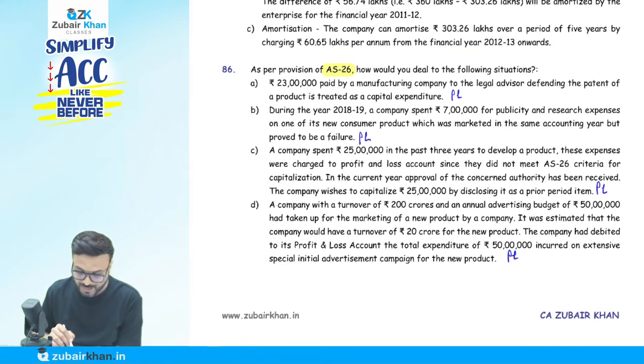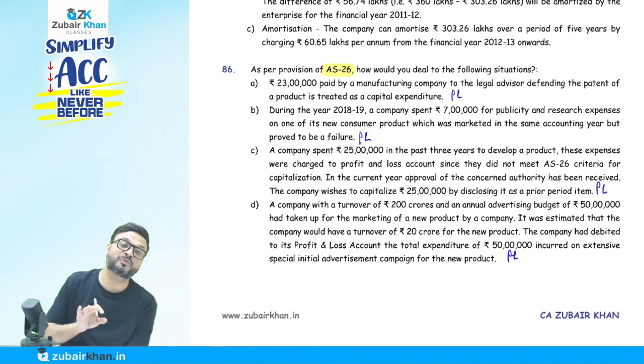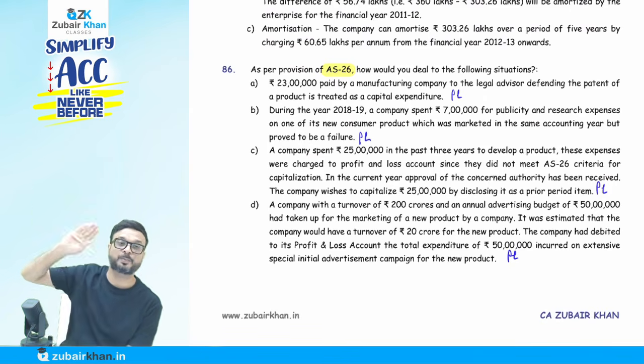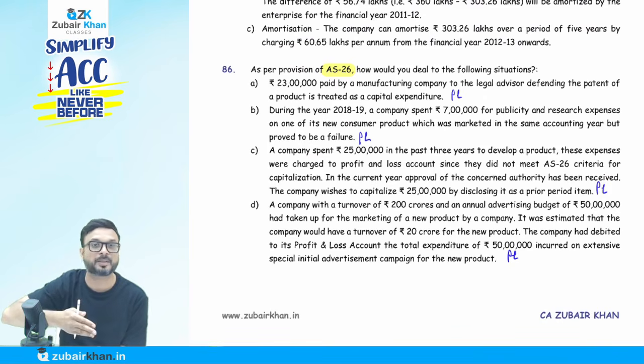Now, during the year 18-19, the company spent rupees 7 lakh for publicity and research expense. Research, I have nothing to say, it will go to the profit and loss account. Then they say a company spent rupees 25 lakh in the past 3 years to develop a product. These expenses were charged to the P&L account since they did not meet the AS 26 criteria for capitalization. In the current year, approval of the concerned authority has been received. Initially they didn't fulfill the recognition criteria, so they charged it to the P&L account. I told you that once P&L, always P&L. We cannot transfer from P&L to the asset. It will still be in the P&L account.